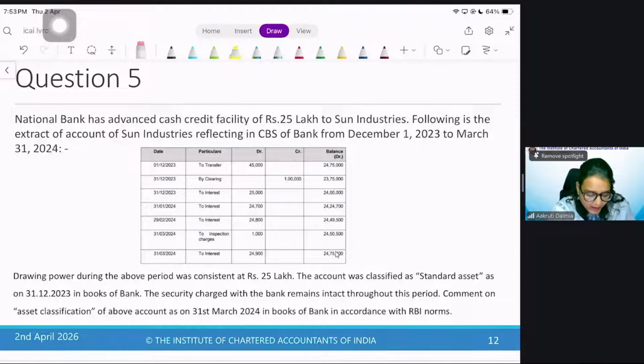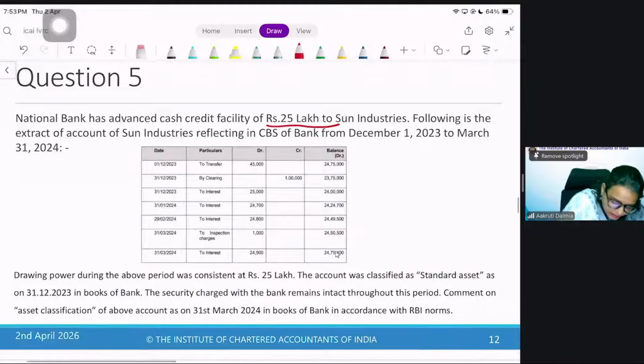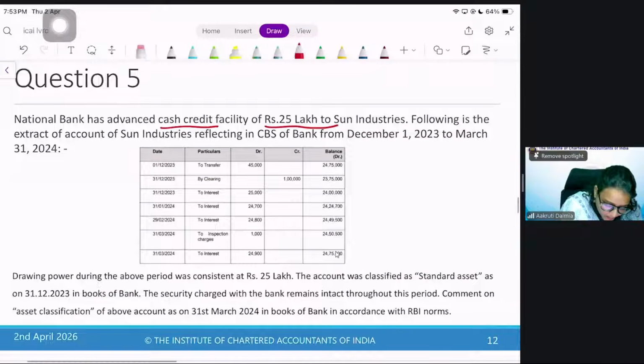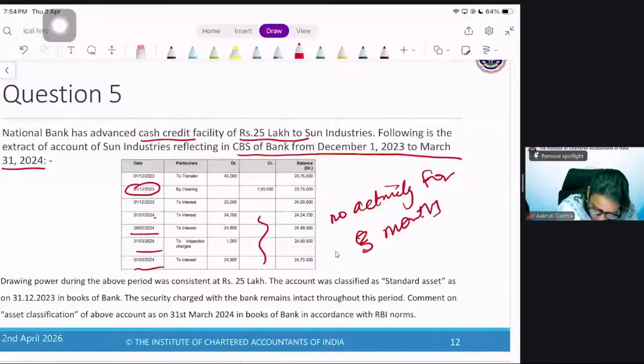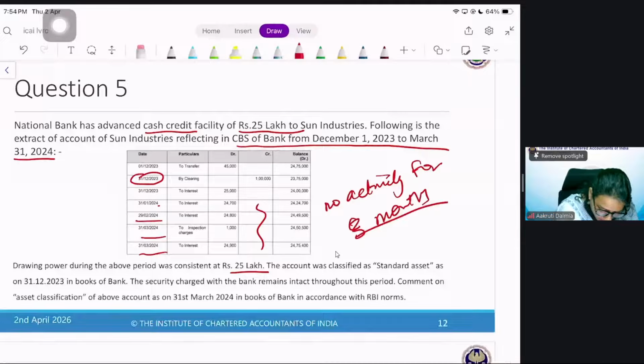So National Bank has advanced a cash credit facility of rupees 25 lakhs to Sun Industries. Cash credit has been given. Following is the extract of the account of Sun Industries, 25 lakhs only. The account was classified as standard asset on 31/3/2023. The security charged with the bank remains intact. Comment on the asset classification above.